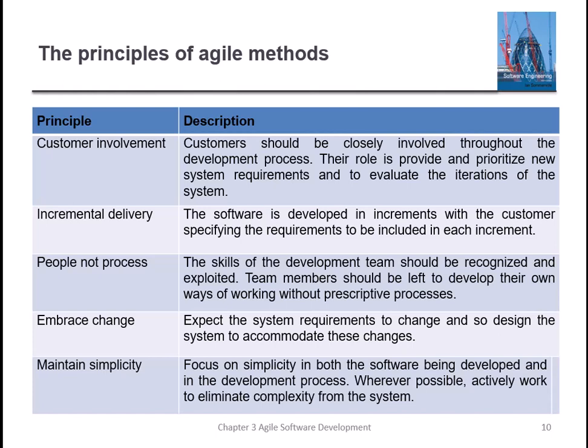People, not process. This means the skills of the development team should be recognized and exploited. This means agile relies on the experience or skill of the development team. The team members should be left to develop their own ways of working without prescriptive process.